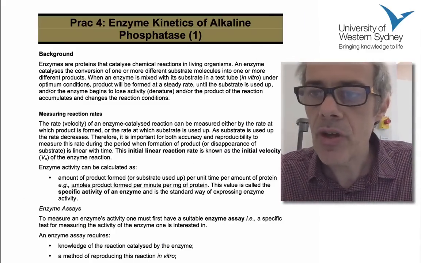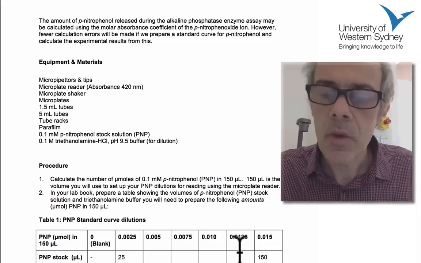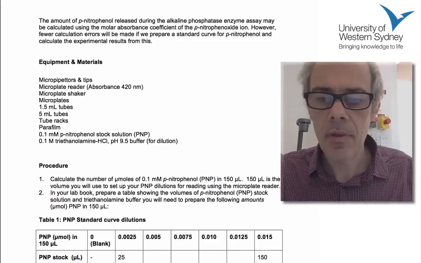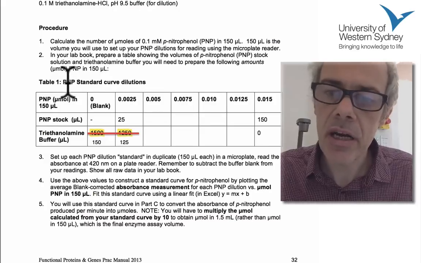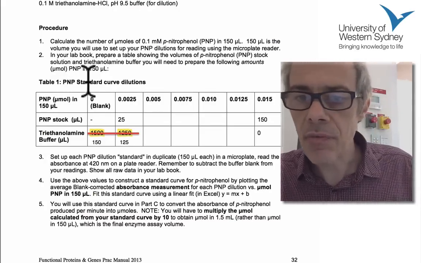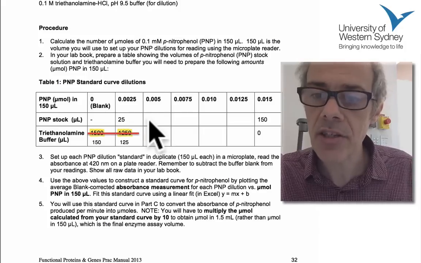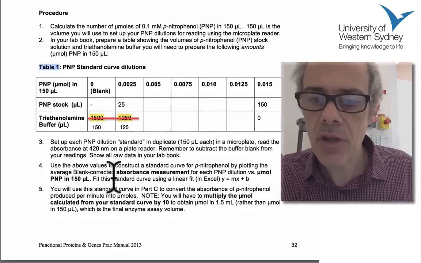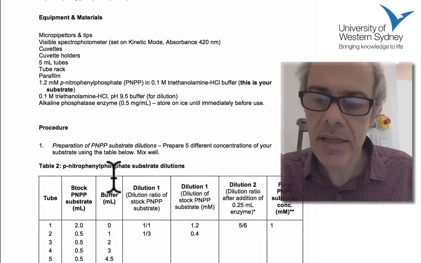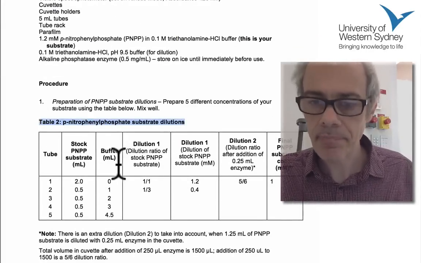So if you recall from last week, we created two data sets. One was the standard curve of the nitrophosphate, which is the product of the enzyme reaction. So this is table one. And then we also collected the enzyme rate data, which was table two.